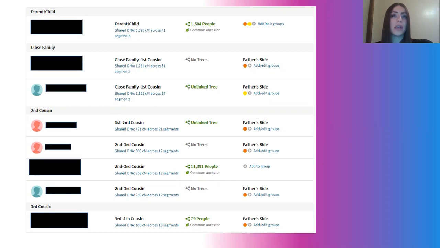So your testing company will group your matches based on how many CM you share. So if you can see right here, this person's my dad, and we share 3,395 CM across 41 segments. And then as we go down, these are his two parents, my grandparents. I share fewer or less CM with each person. So that's how it's grouped.